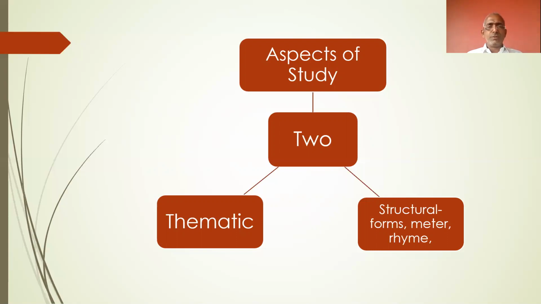Sonnet, in fact, has two aspects, as every poetry has. One is the thematic aspect and another is the structural aspect. In the thematic aspect, we may study the varied themes that are used as the subject matter of the sonnet. And in the structural aspect, we have to study the form, meter, rhyme, rhythm, etc.